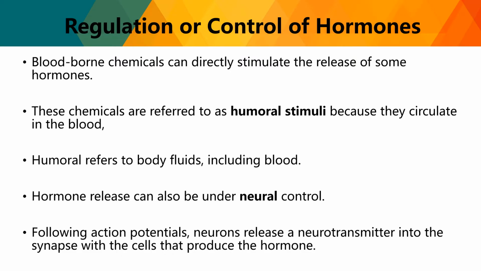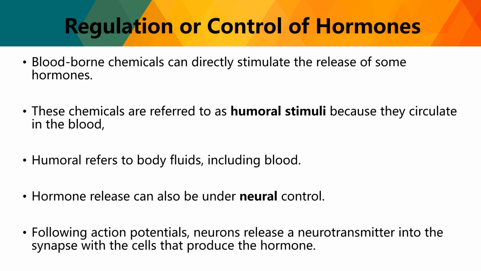Next is the regulation or control of hormones. So how do we regulate and control them in our body? First, we have what you call humoral stimuli. Blood-borne chemicals can directly stimulate the release of some hormones in our body. These chemicals are referred to as humoral stimuli because they can circulate in the blood. And when you say humoral, it is more about the body fluids, including your blood.